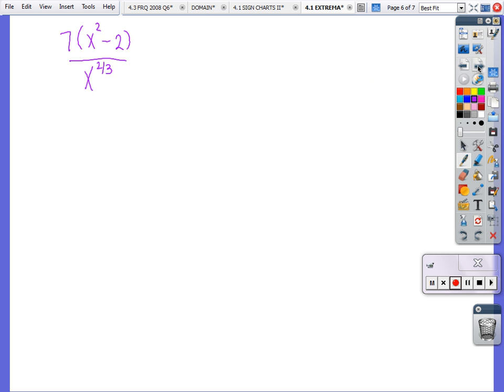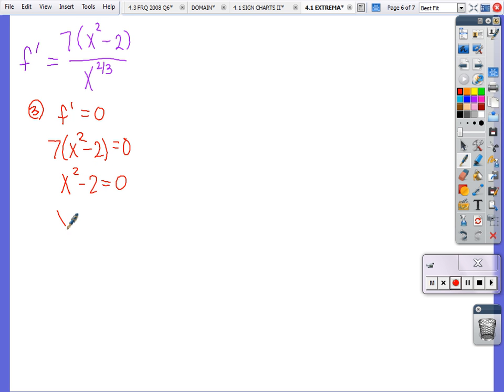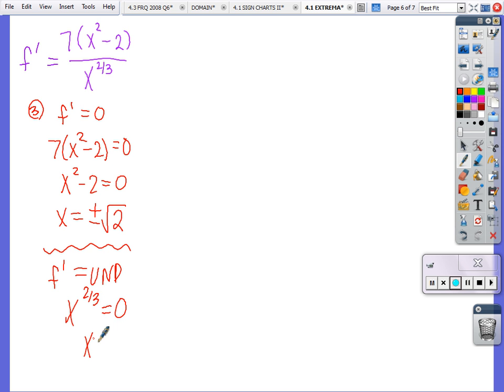I'm going to use the derivative and set it equal to 0 and undefined. So I'm still in step 3, continued. F prime equals 0 would take the numerator. Set it equal to 0, and we get x squared minus 2 equals 0. X equals plus or minus the square root of 2. Just to save a little room, I'm going to do f prime equal to undefined, which means x to the 2/3 equals 0, x equals 0. So now we can do our sign chart.